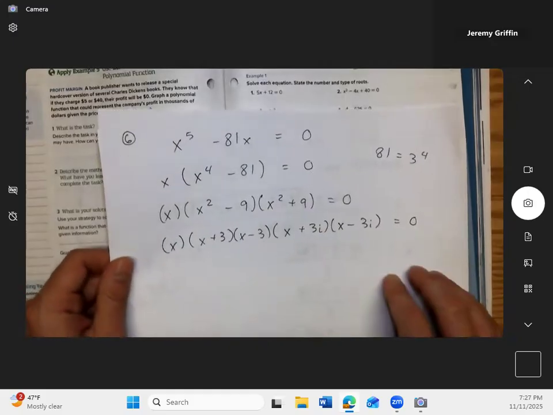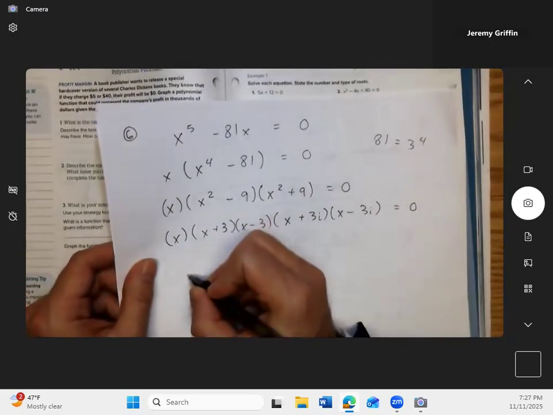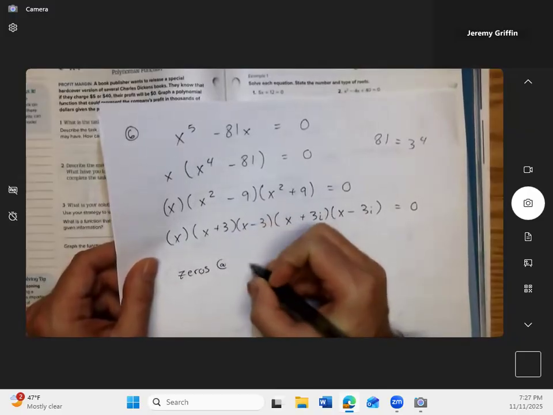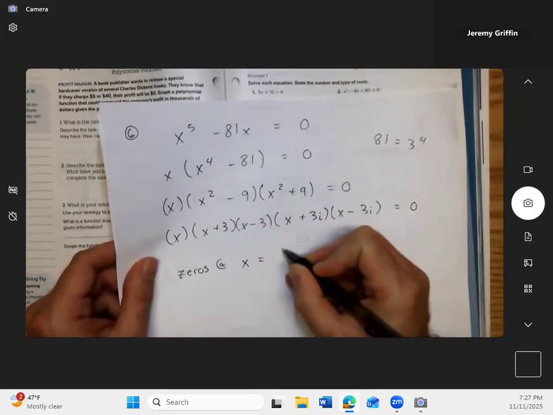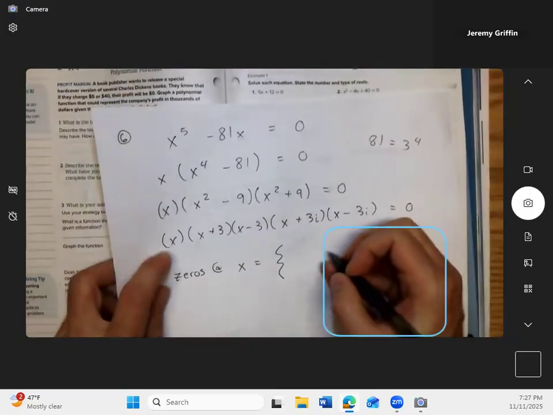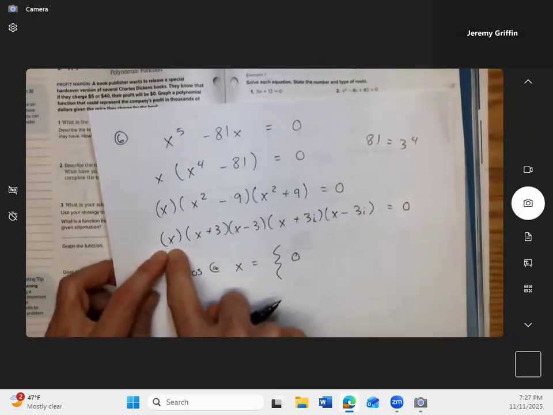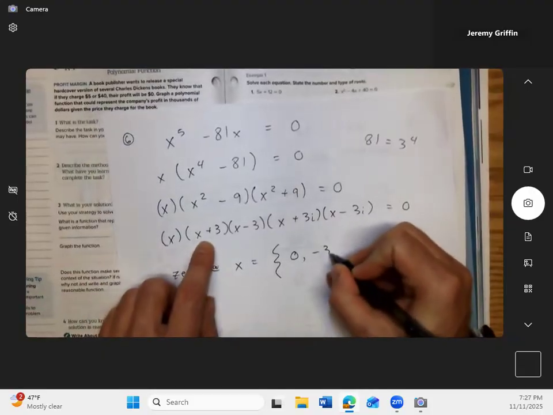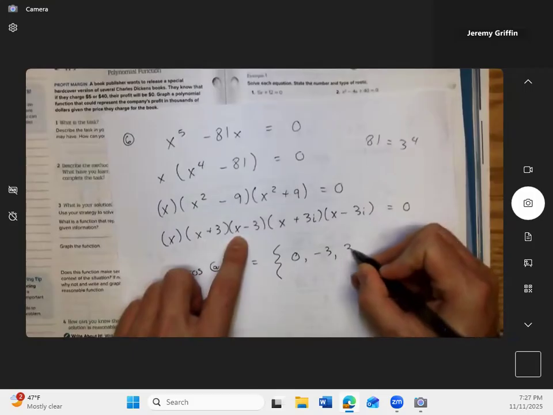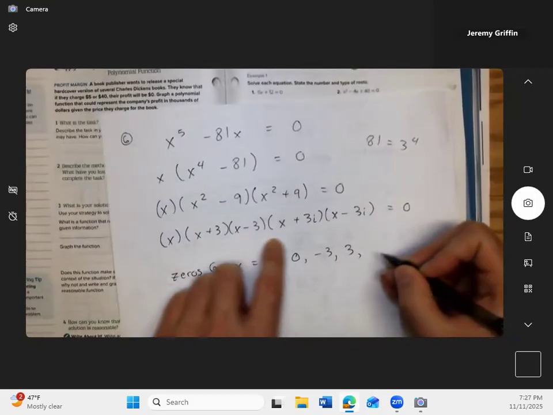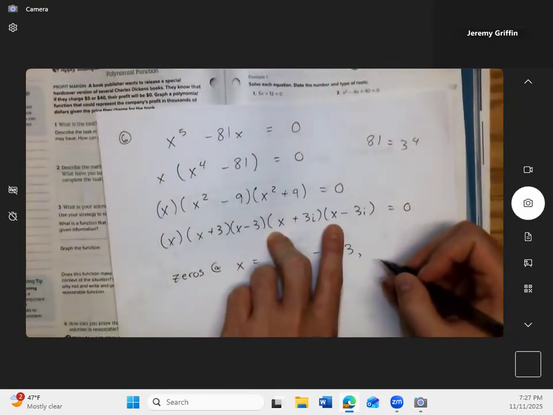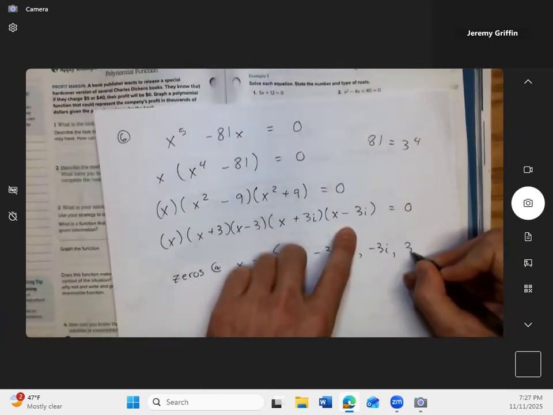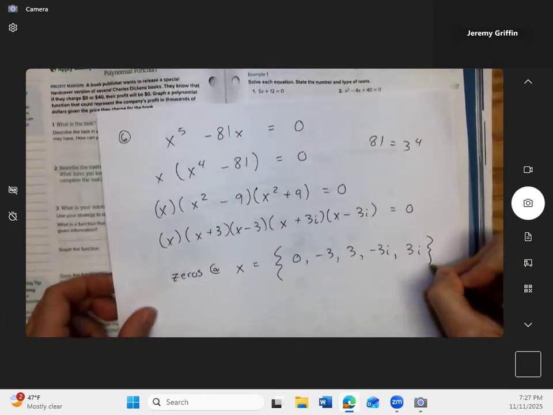Okay. Now that I have this in fully factored form, I see what all the zeros are. So there's zeros at x equals, here, I'll put it in curly bracket form, okay? So 0 from this one, because if I plug in 0 here, the whole thing zeros. I got negative 3 right here. I have positive 3 right here, because 3 minus 3 is 0, okay? And then here I have a couple of imaginary solutions. So there's negative 3i and also positive 3i, okay? And that would be 5 zeros, okay?